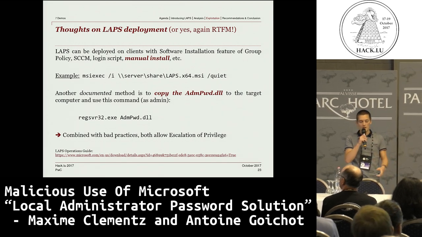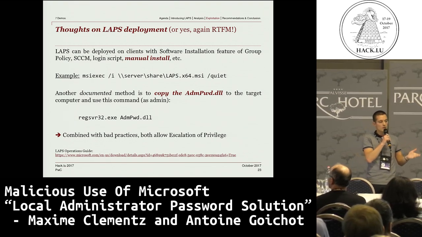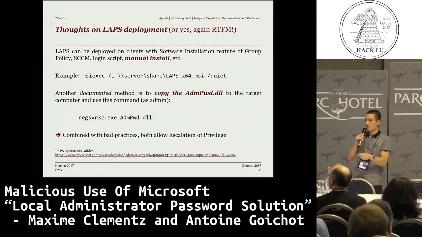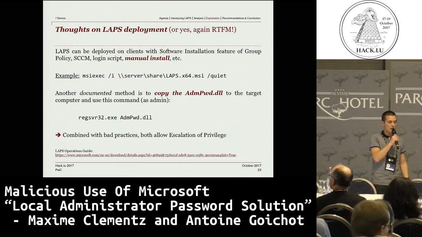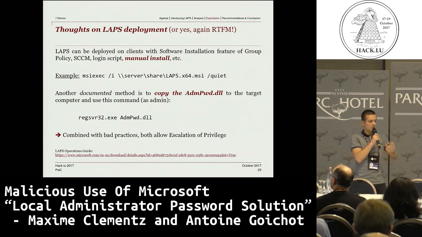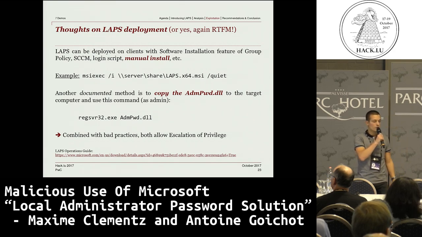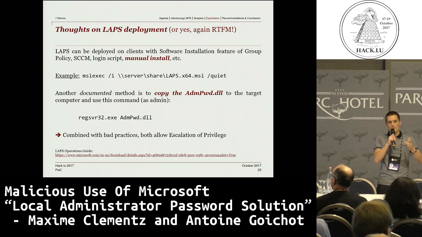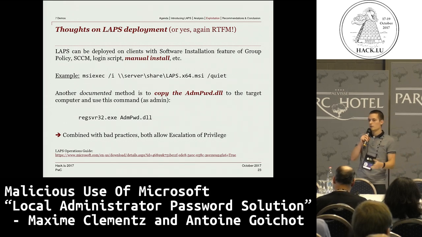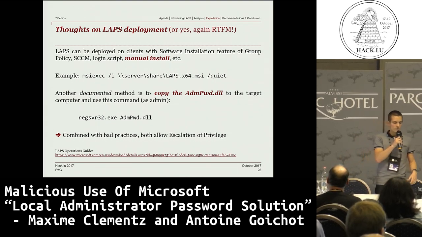Before we move on to the next demo, let's just have a few words about how we could deploy LAPS. The first method is just to install it with the MSI package, as you can see with this command line. And another documented method is just to copy-paste the DLL on the local workstation and then register the DLL with its functions with the program regsvr32.exe. However, if you combine this with some bad practices, which of course happen on a big network and with lazy admins and so on, then those would allow some escalation of privilege.